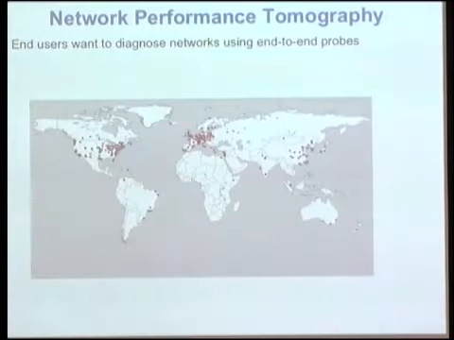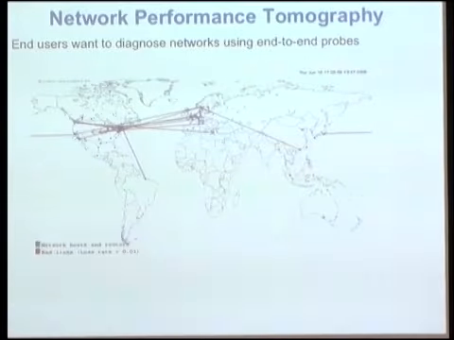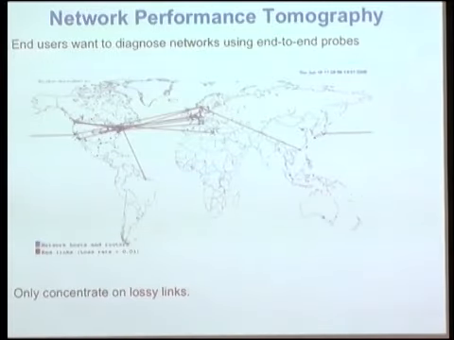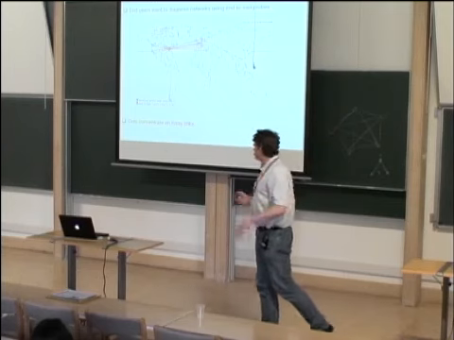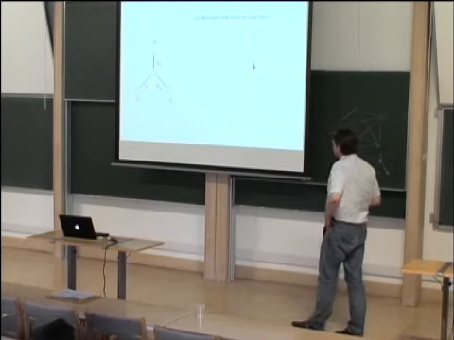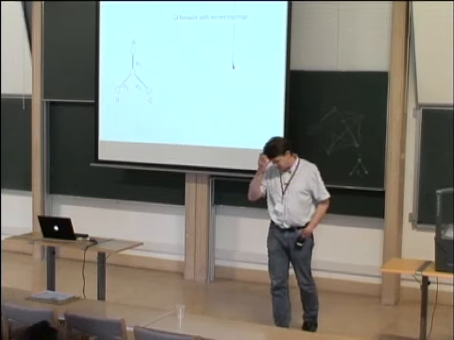So what we want to do is to diagnose a network using end-to-end probing mechanisms. Here we would like to locate links that are lossy and, even better, to identify the loss rate of the different links. From end-to-end measurements, by sending probes from one endpoint of the network to another, we try to locate these lossy links. So the general setting is as follows. I will assume throughout the talk that the network has a known topology; in other words, we measure that with traceroute.